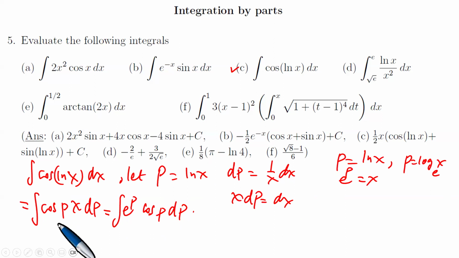What is x? If p is ln x, then you can make x the subject, because p equals ln x is the same as p equals log x base e. The ln is log x base e, and therefore this becomes e to the power p is x. So in the place of x, you put e to the power p. So this integral here has been transformed into the standard form that is actually in part B, which is e to the p cosine p dp.